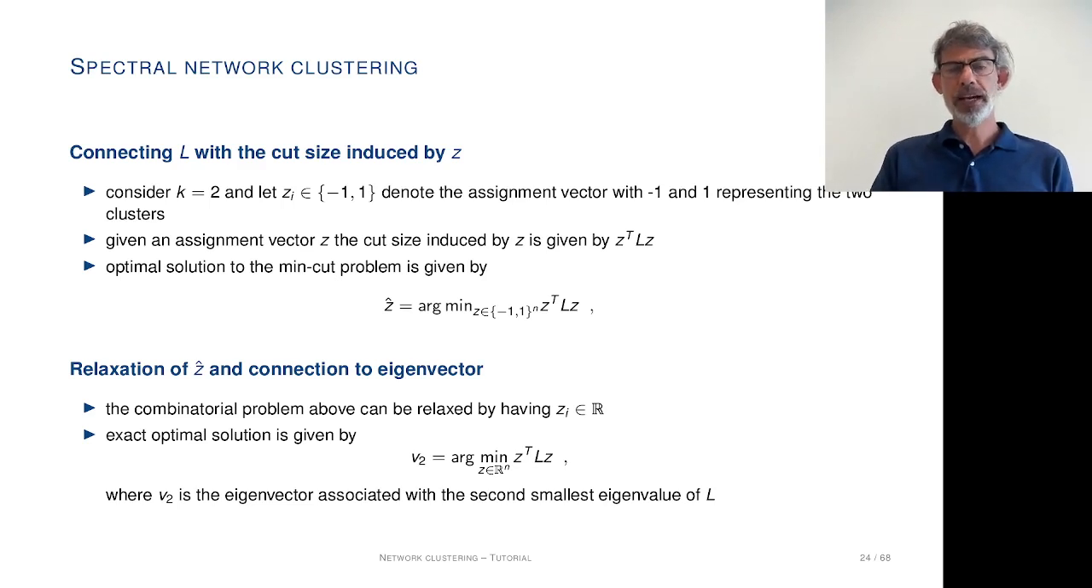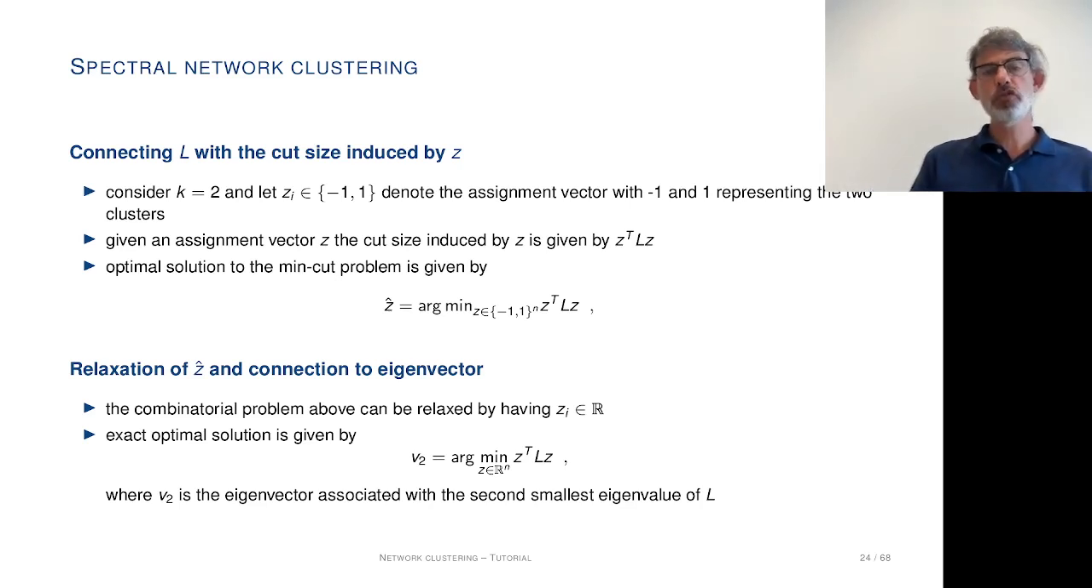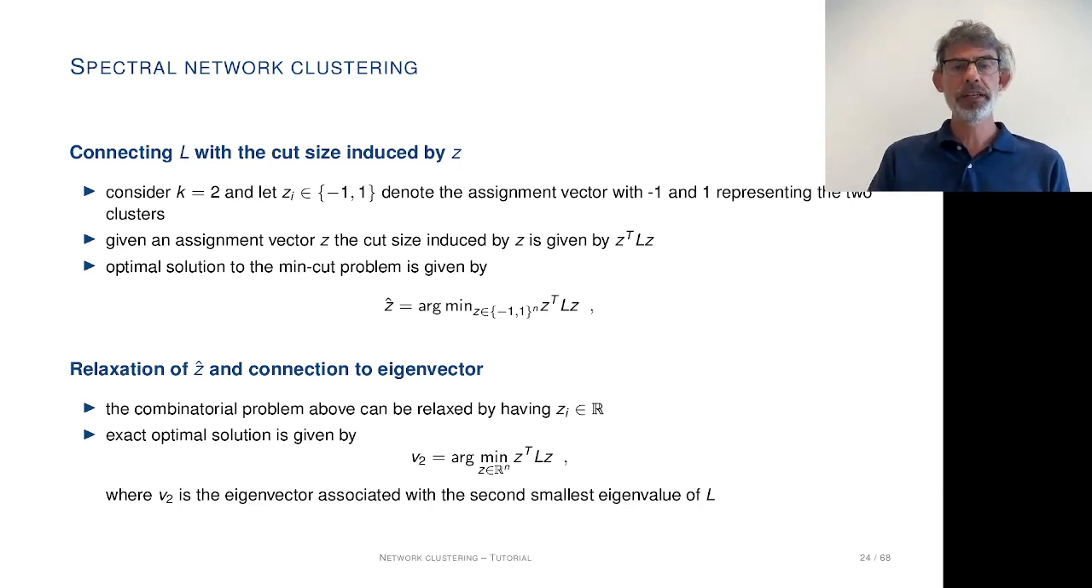The optimal solution to the min cut problem is then given by z hat, the minimizer of the cut size, z transpose L z, where z is now minus 1 or 1, right? It's one of the two values. This is a combinatorial problem, which is hard to solve. In order to solve this efficiently, we can relax z hat. Instead of assuming that z is minus 1 or 1 for every entry, we allow z_i to belong to the real numbers, so it can be any number on the real line. If you do that, the exact optimal solution to the relaxed version of this problem is v2, the eigenvector associated with the second smallest eigenvalue of the Laplacian. Note that by knowing this, we can solve the problem very efficiently.